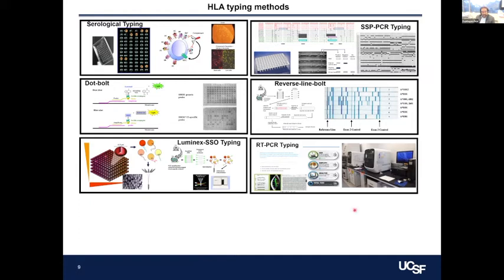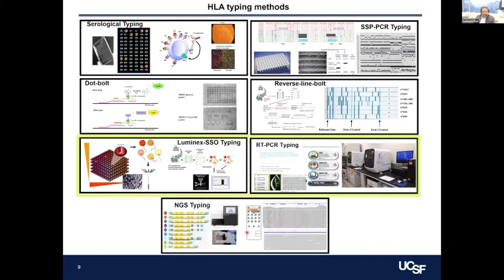But more recently, the next generation. So we use two methods in the lab. We use the SSO method to type the patients for solid organ, then we use real-time PCR for deceased donor typing. The NGS method is broadly used and is a very attractive method. It's simple and covers most of the regions. It's the ultimate method, as you get the allele level sequence.